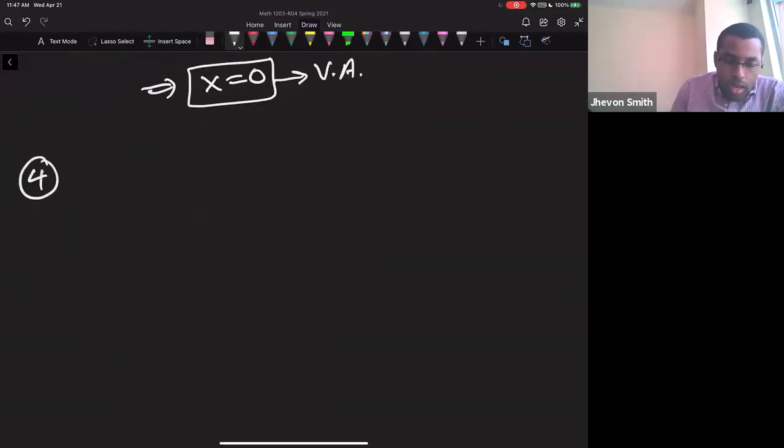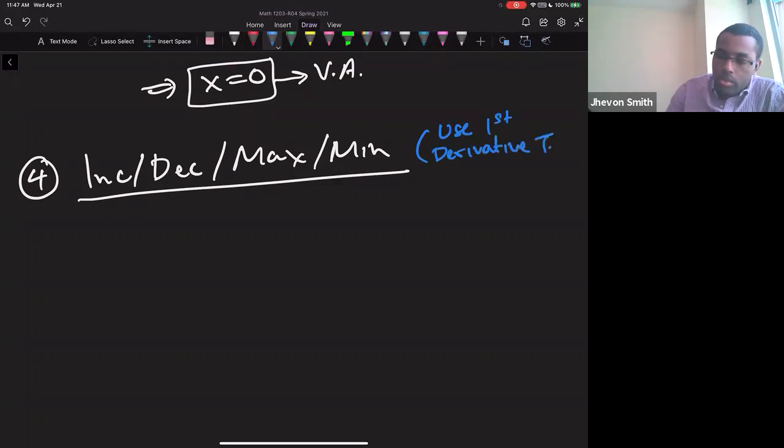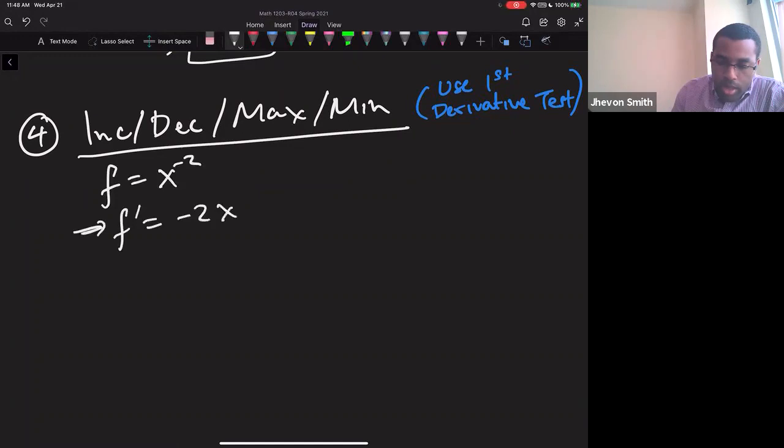Step 4 is where we talk about increasing, decreasing, maximums, and minimums. And so we know whenever we're looking for something like that, we're going to use the first derivative test, which means we want to use the first derivative. So here we're going to use first derivative test. So this means we're going to find the derivative, right? Which here our f is x to the minus 2. This means our derivative is going to be minus 2x to the minus 3, or minus 2 over x cubed.